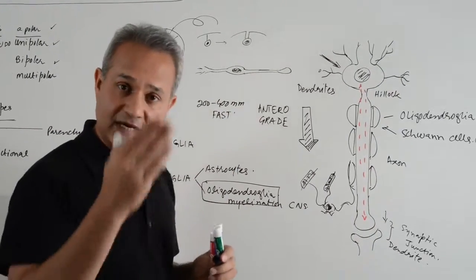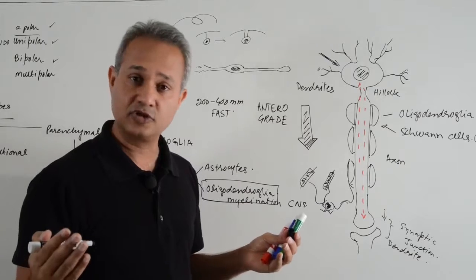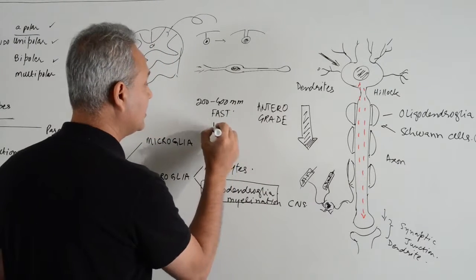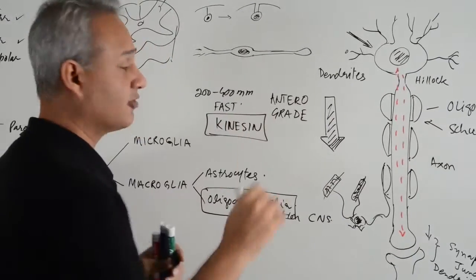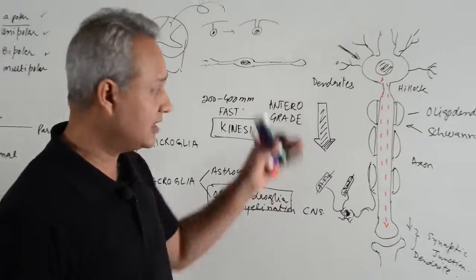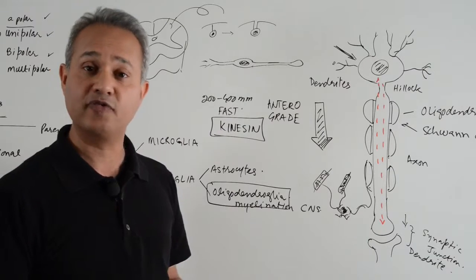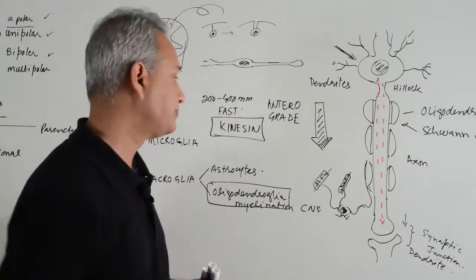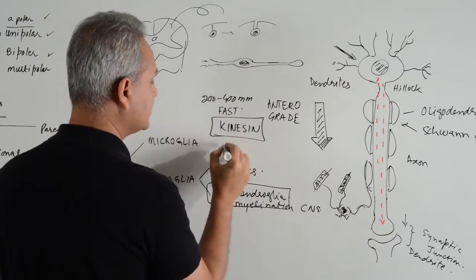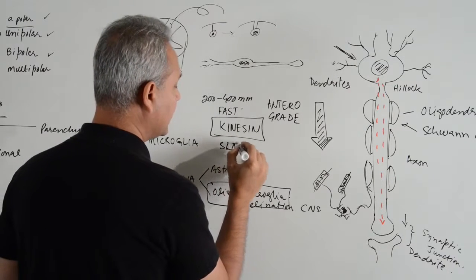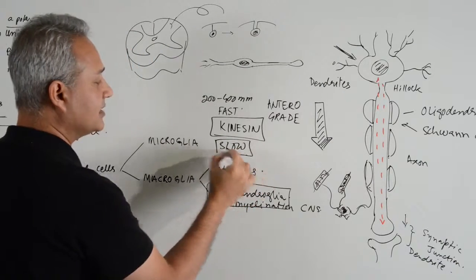Normally it is done on the microtubules. All movements are done on the microtubules. The protein is kinesin. This is important. Do not forget. Kinesin is the protein that helps with the fast anterograde movement on the microtubules. Then is the slow. This is fast. There is slow anterograde movement as well.